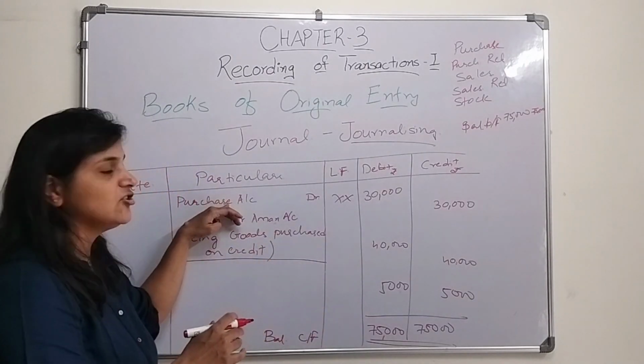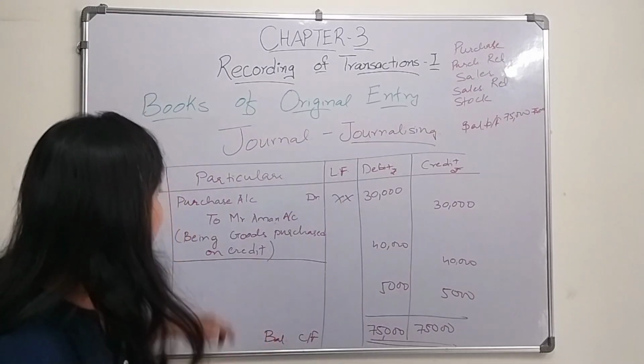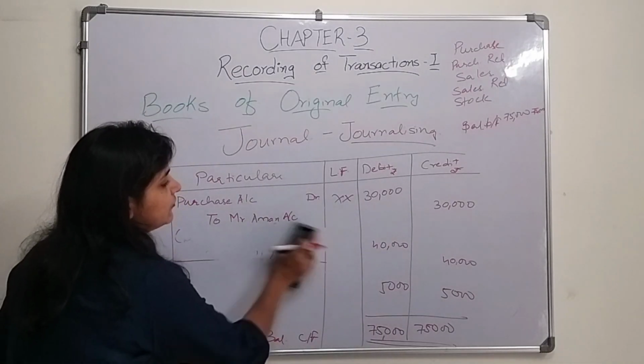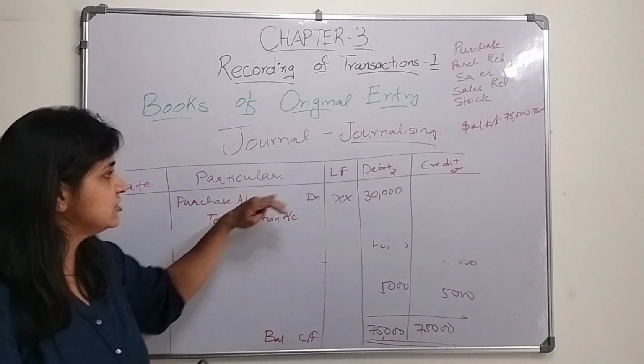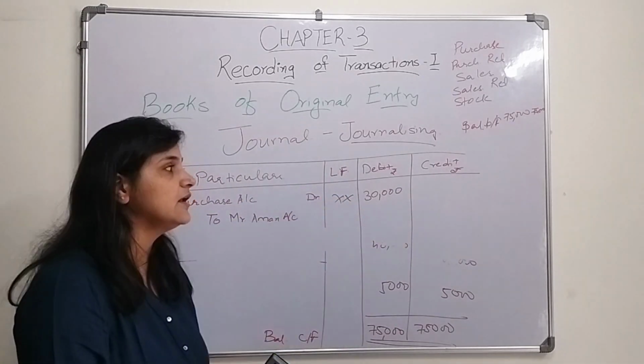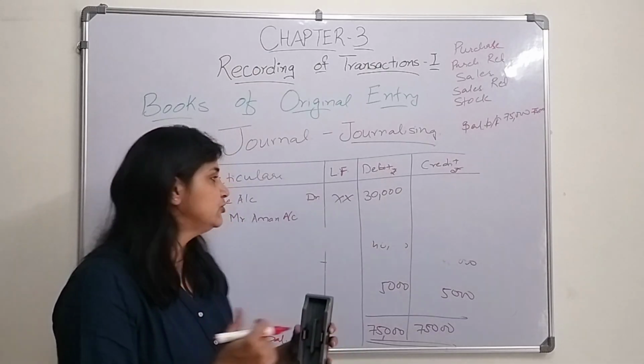Now here this is a simple entry. One account is debited, one account is credited. Now let's say I paid 50% of the amount to Mr. Aman. I purchased the goods for rupees 30,000. 15,000 I paid in cash. 15,000 I am still liable to pay to him.